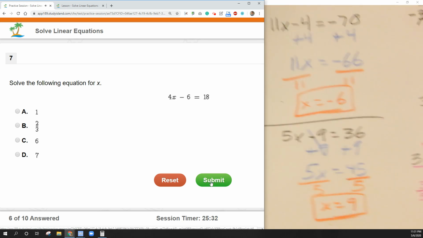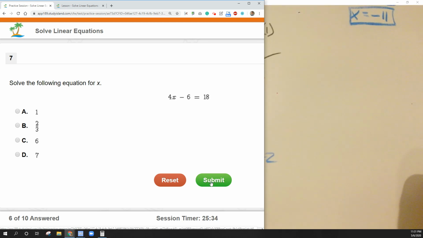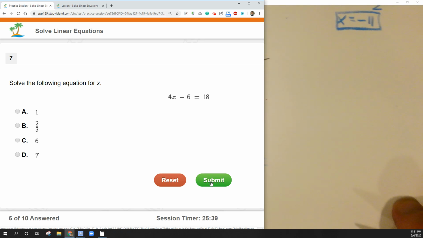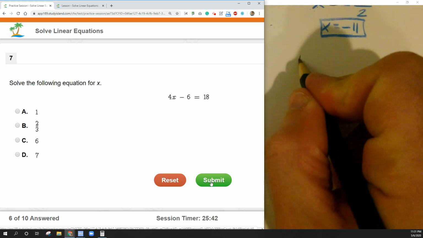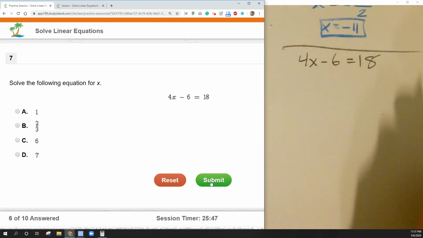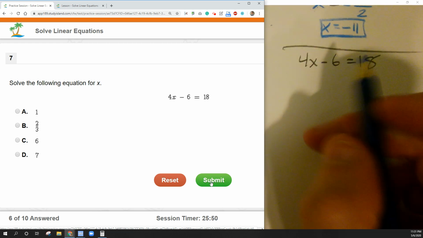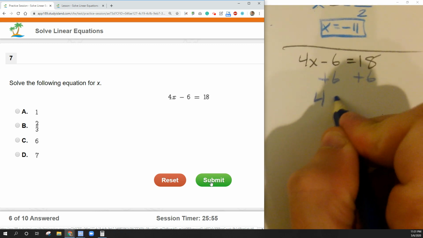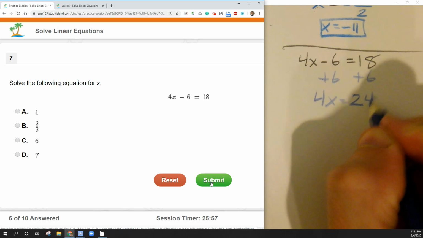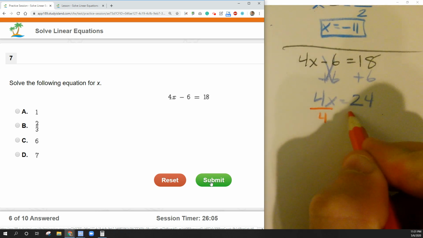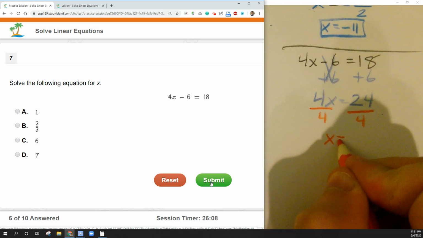Another real simple one, 4x minus 6 equals 18. Go ahead and do that one. Step 1, get the 4x by itself by adding 6 to both sides. 4 times x equals 24, because the 6's cancel each other out. The minus 6 and plus 6 make 0. 4x divided by 4, and 24 divided by 4, x equals 6.